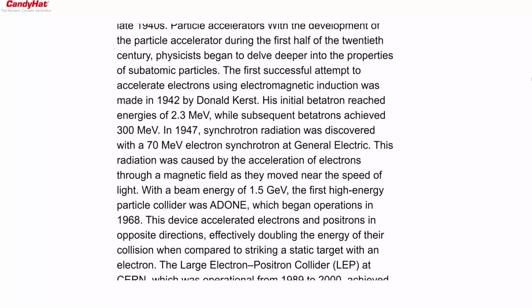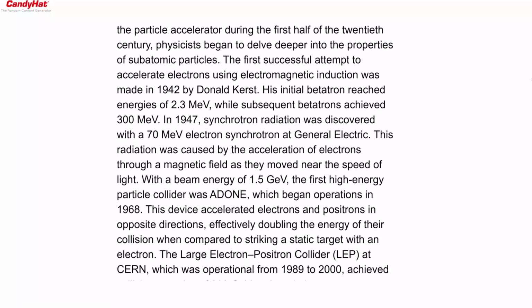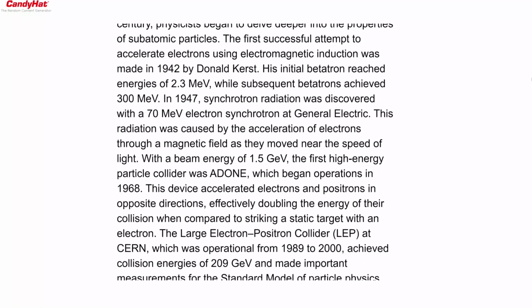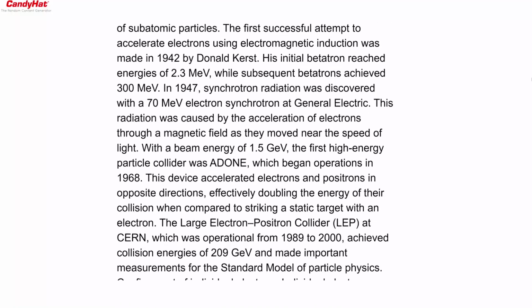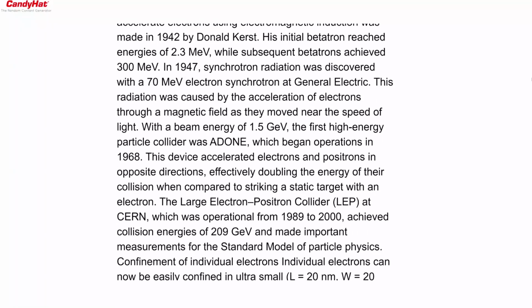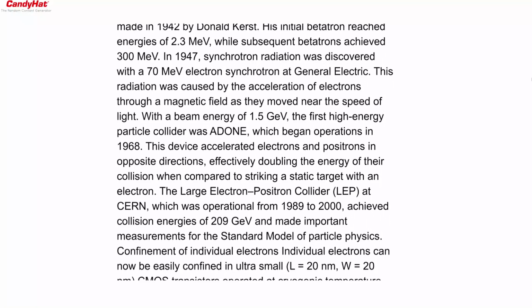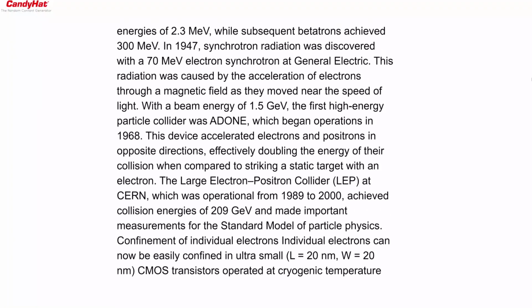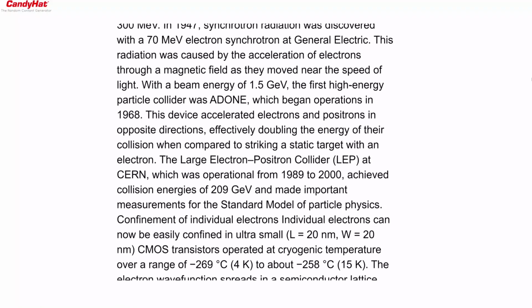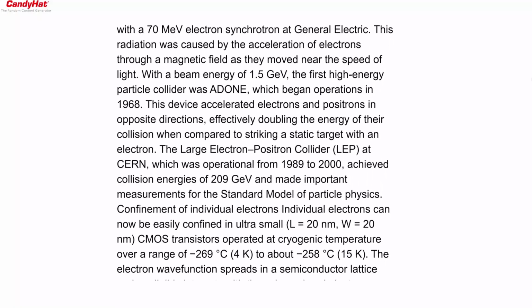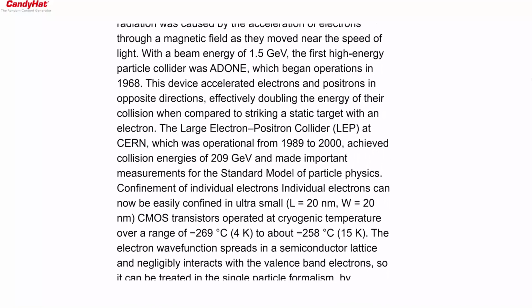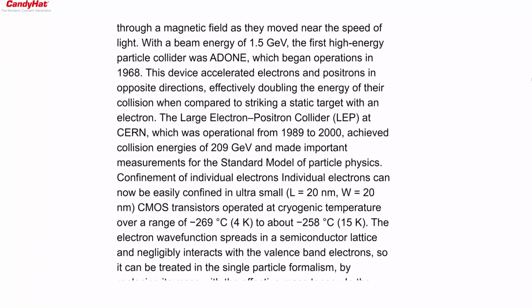The Large Electron-Positron Collider, LEP, at CERN, which was operational from 1989 to 2000, achieved collision energies of 209 GeV and made important measurements for the Standard Model of particle physics. Confinement of individual electrons. Individual electrons can now be easily confined in ultra-small, L equals 20 nanometers, W equals 20 nanometers, CMOS transistors operated at cryogenic temperature over a range of -269 degrees Celsius, 4 K, to about -258 degrees Celsius, 15 K.